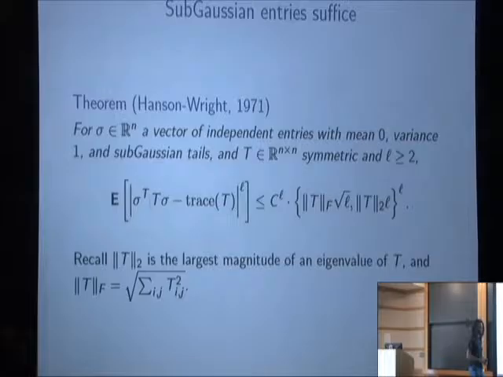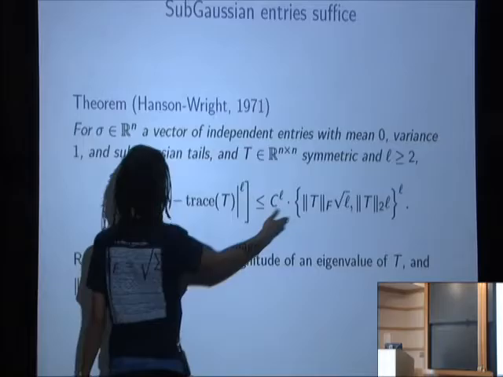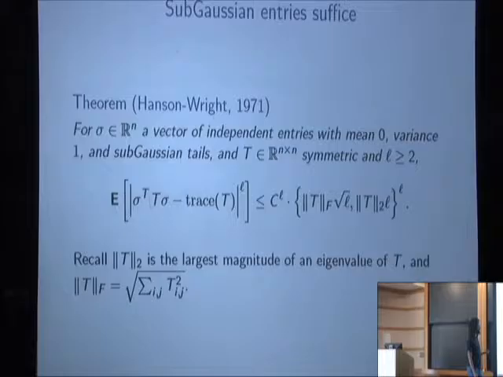Good. So this is the Frobenius norm, which is like looking at the L2 norm if you look at the matrix as a vector, and the operator norm is the largest eigenvalue. Okay. So, wow, yeah, I don't know what I was thinking. There's supposed to be a max here. There's a max here. Yeah.